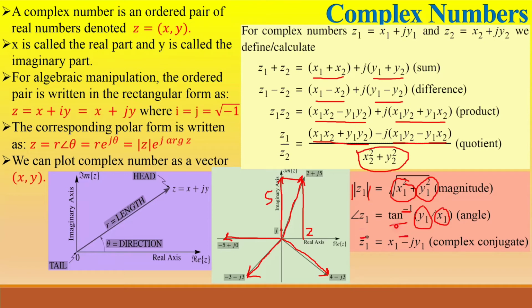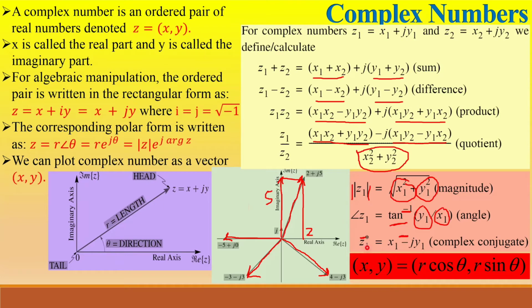The angle of a complex number is found by taking the inverse tangent of the ratio of imaginary part to real part. The complex conjugate of the complex number z equals x plus jy is given by x minus jy, which is a reflection of z about the real axis. To convert from polar to rectangular form, we can use simple trigonometry to show that x equals r cosine theta and y equals r sine theta.